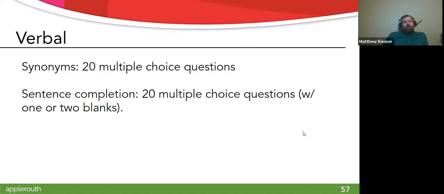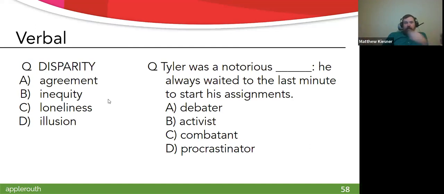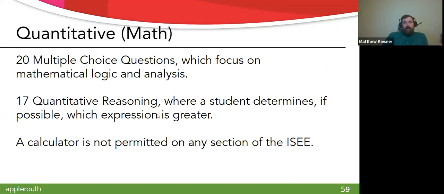So the verbal is 20 synonym multiple choice questions and 20 sentence completions. You can see the synonyms are obviously the same, and the sentence completions are similar to what the SAT used to be before 2015, kind of logic-based vocab tests. One thing you'll notice is that there's one fewer answer choice on the ISEE, and I would say the vocabulary is easier on the ISEE compared to the SSAT. The math is not.